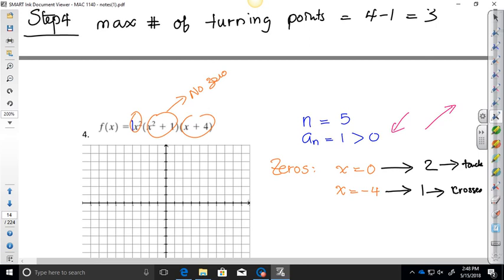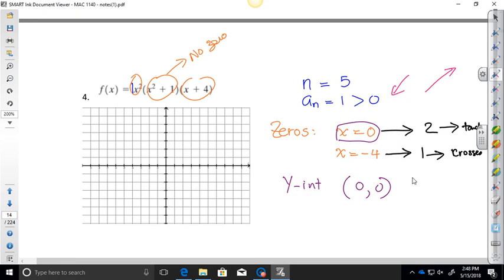Turning points. Oh, I didn't do y-intercept. What's the y-intercept? Sorry. Put x equals 0 in there. If 0 is a zero, then the y-intercept is also the same. 0, 0. Y-intercept is when x equals 0. So 0 times 1 times 4 is 0. Okay, maximum number of turning points? 4. Okay, can we graph? I have 0, 0, then I have -4, 0. And right end goes up, so it crosses, then it touches.